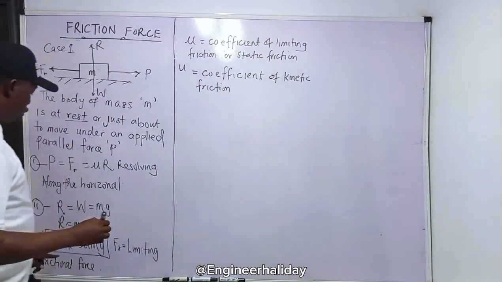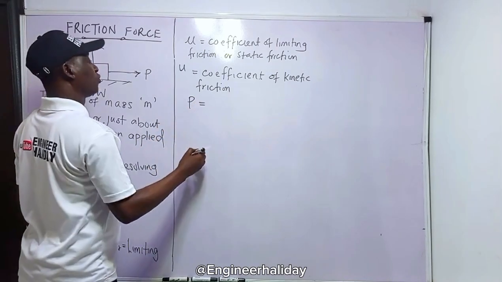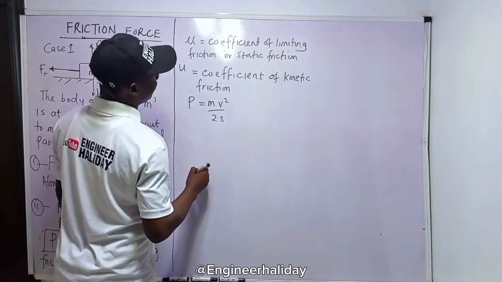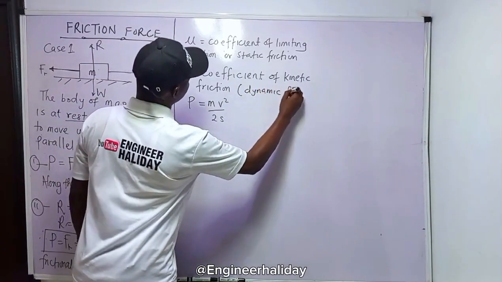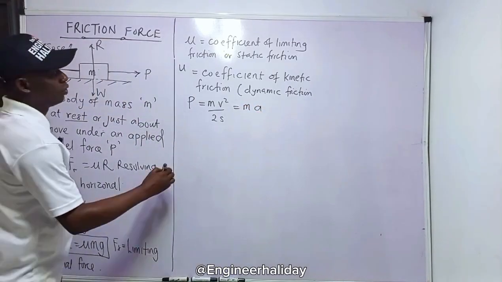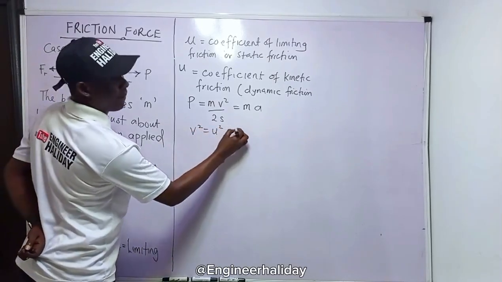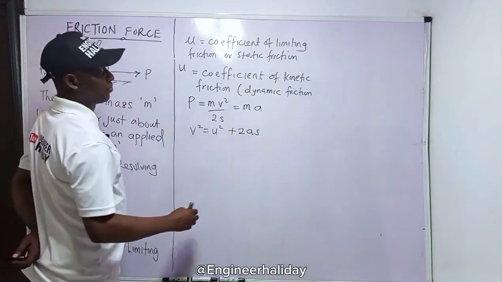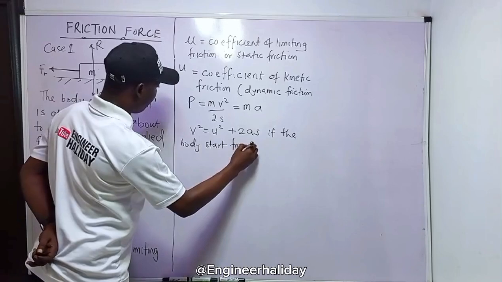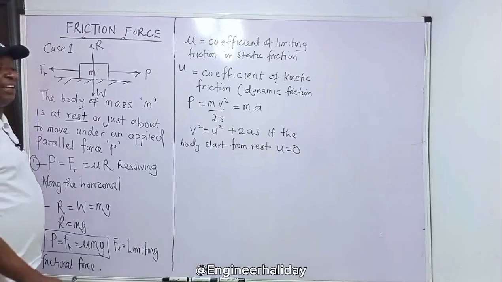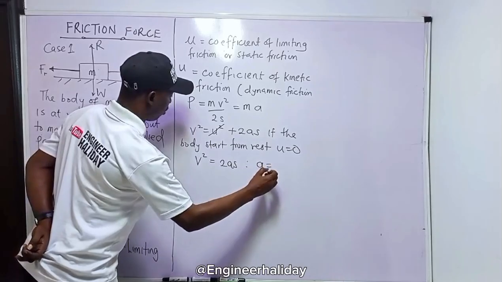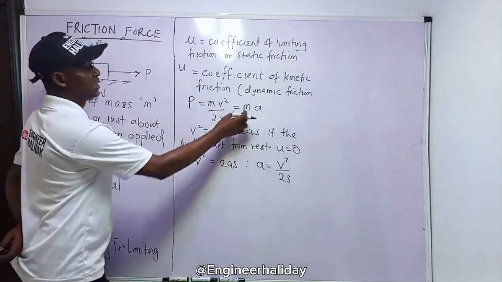Then in that case, your applied force will be equal to mv square over 2x. Now look at the board. The kinetic or dynamic friction has to do with dynamic force. What is the formula for dynamic force? Dynamic force is equal to ma. Now look at the board. In the equation of motion, v square equals u square plus 2as. Let's say the body starts from rest, which means u will be equal to 0. If u is 0, that term cancels out, and we have v square equal to 2as. Here a becomes v square over 2s. So this is a dynamic force.